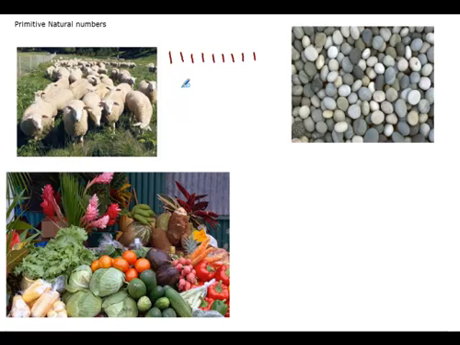So this is one way. Another way is to use pebbles for every sheep, or a pebble for every tomato or whichever vegetable you have. You say this one is for this tomato, this one is for this tomato, and this one is for this tomato. This is another way of representing.